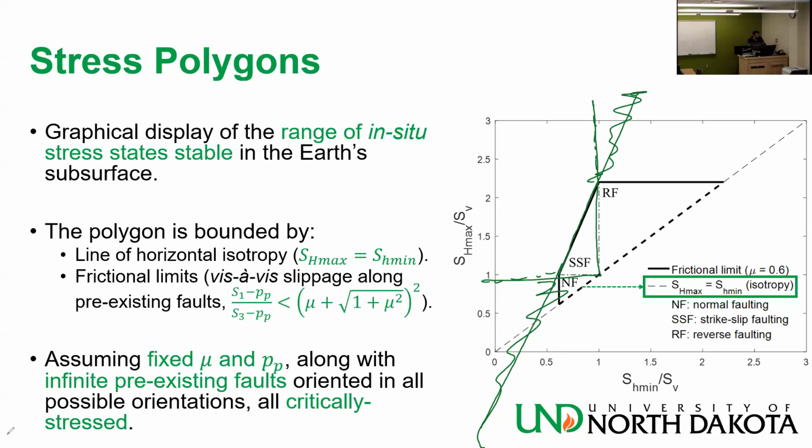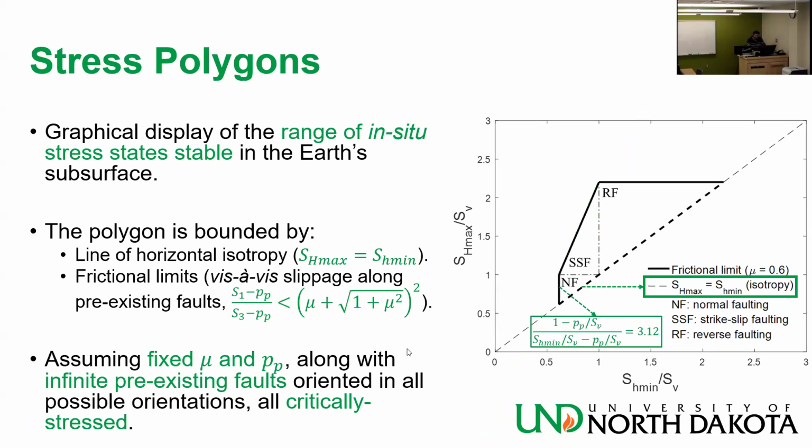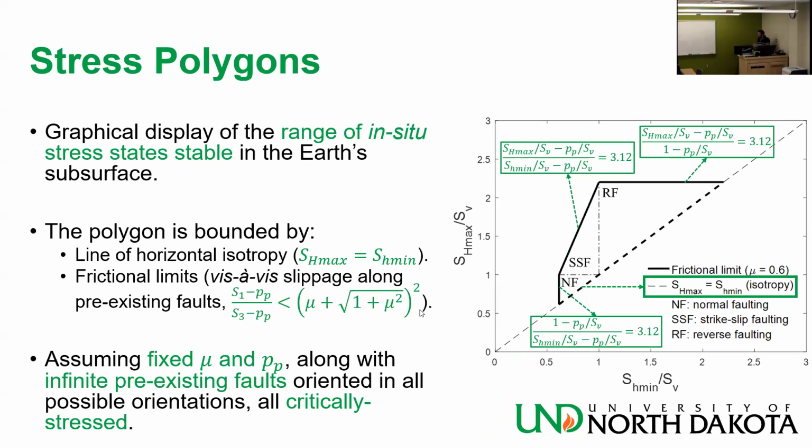Okay, so this is how you draw it. And I give you the equations. It's basically exactly what I did. But this is how you draw the polygon. And then we have the region for normal faulting, strike slip, and reverse. And the counterintuitive thing is that there is a bigger range of stress states within reverse faulting that is stable in the Earth subsurface compared to strike slip and normal faulting.